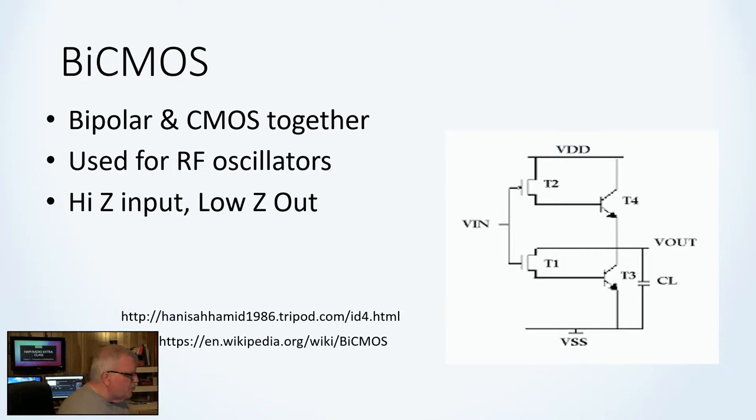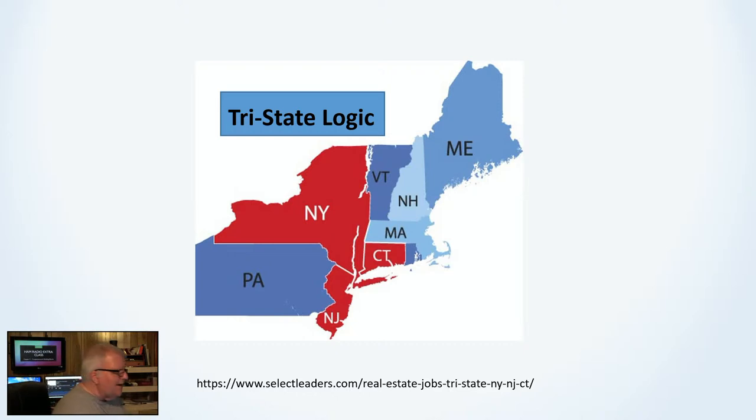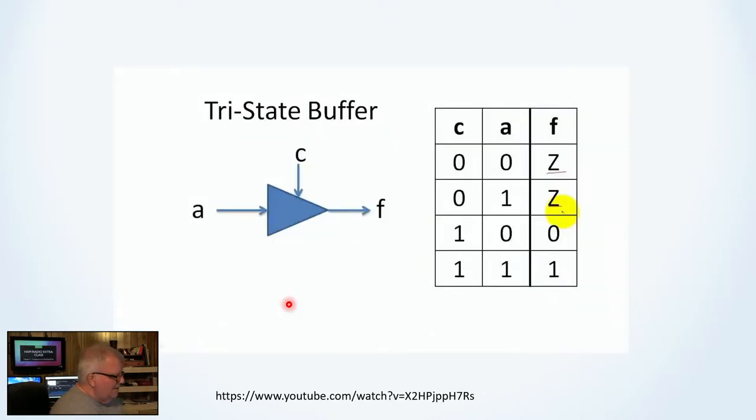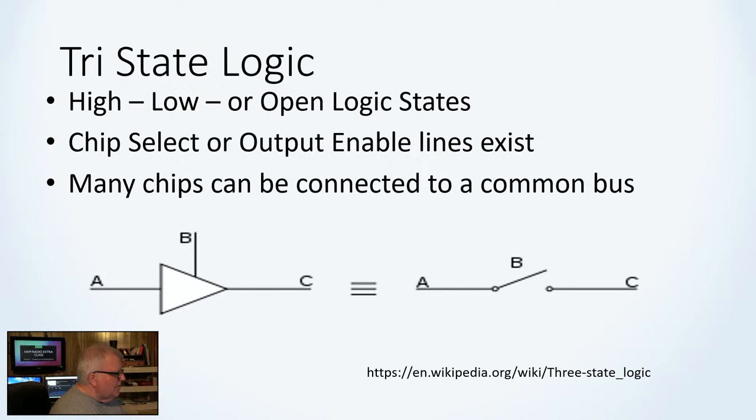There are also chips that use something called tri-state logic. And by this, we're not talking about New York, Connecticut, New Jersey. No, we're talking about this. There's a C input, sometimes called the clock input, and the output state F can be high or can be low, or it can be nothing. It can be high impedance, so they call it Z. And this C input or clocking input to the chip allows you to actually take the chip off of the bus, off of where it's driving other chips. Tri-state logic has high, low, or open logic states. The chip select or C input or output, they can be connected to a common bus. That's tri-state logic.